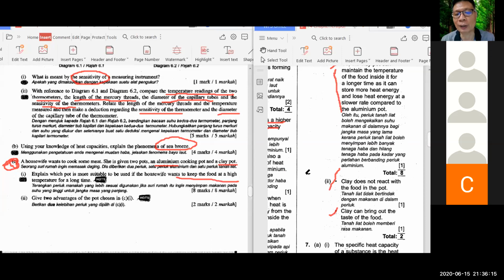Yes, this is true, clay can bring out the taste of the food. Because it cooks slower. When it cooks slowly, heat transfers slowly. So it will cook better and more uniformly, or evenly. Of course, cooking like this can bring out the taste of the food compared to using aluminum. Okay, all finished. 10 marks.